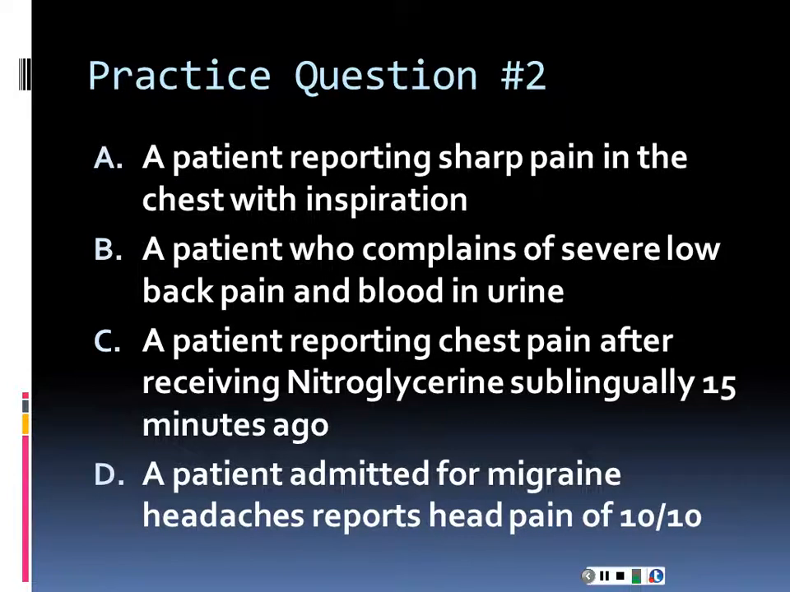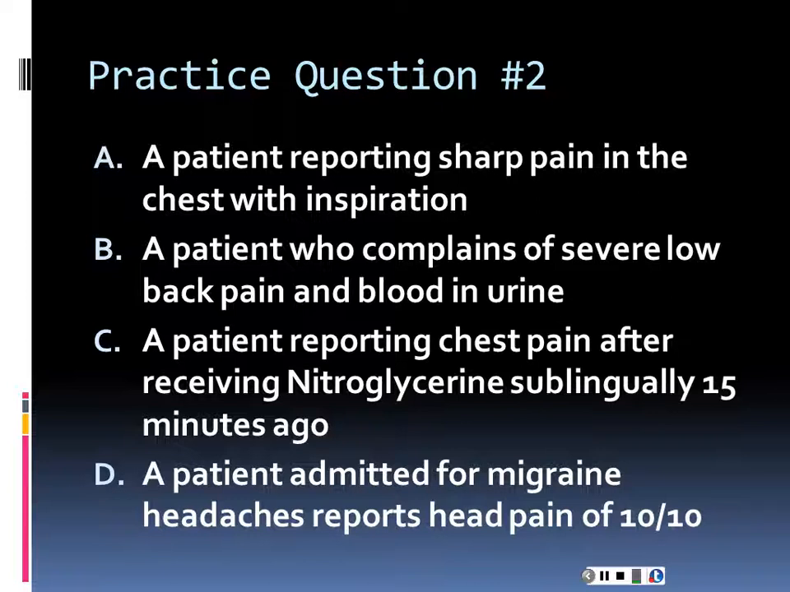Well, let's think about eliminating people who have expected symptoms for their diagnosis. D looks pretty expected to me. Somebody that I already know has migraine headaches is reporting that they have a bad headache. Nobody ever fell over dead from pain, and especially pain that I already know is happening, so I'm going to eliminate D right away.